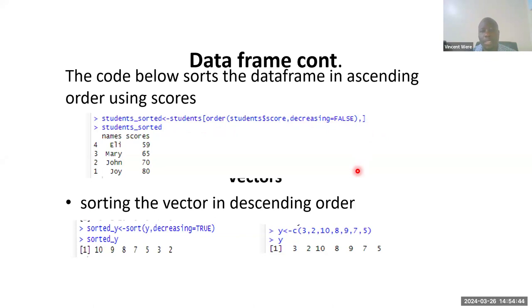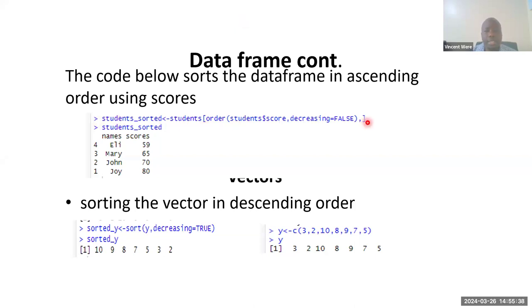Mercy is done. Good. Anybody else who has done it, who has sorted so that the scores are sorted? 59, 65, 70, 80. Richard is done. Very good. More participants are doing it. Make sure that the column scores is sorted from the smallest to the highest. You can also try and change decreasing equals to true, and you run it again.